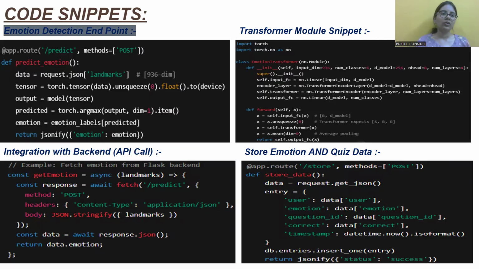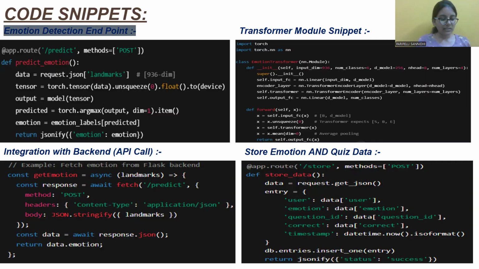Here are code snippets. Emotion detection endpoint. The front end sends facial landmarks to predict. It converts them to a model-understandable format and sends them to the transformer model, which predicts the emotion. We get an emotion like happy or sad and send it back as a JSON response. This happens while the user is answering.